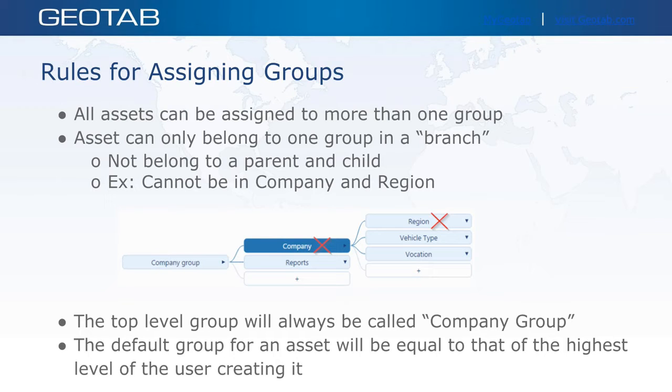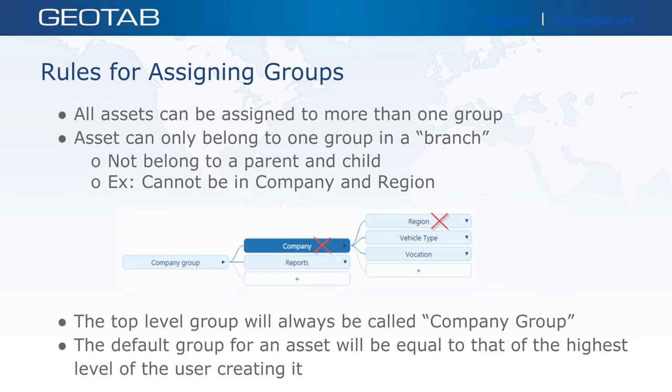So the asset can only belong to one group in a branch of the tree, if you will. If you see in the screenshot here, the asset cannot belong to a parent and child at the same time. A parent being the company group that we see here with the X, and the region being the child of that. So when we see a tree, we can only be a part of one group within that level.